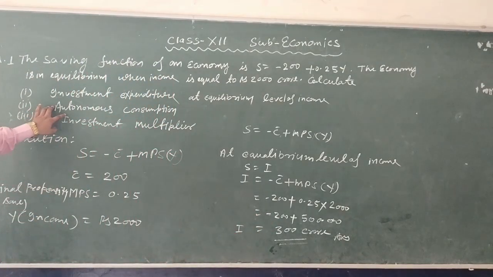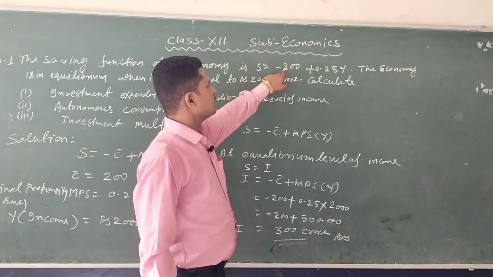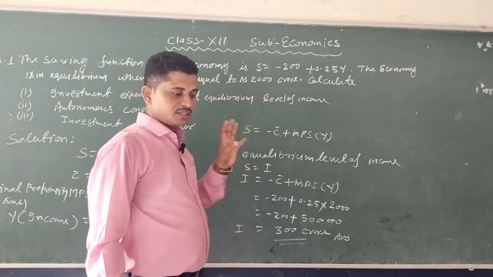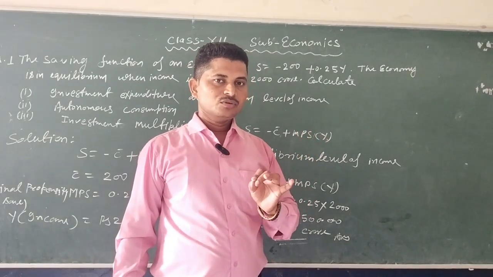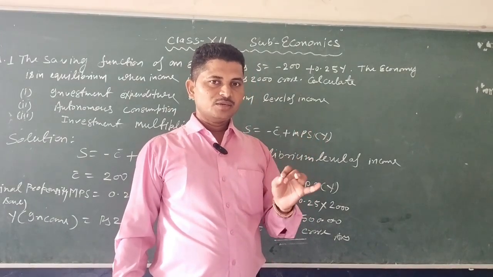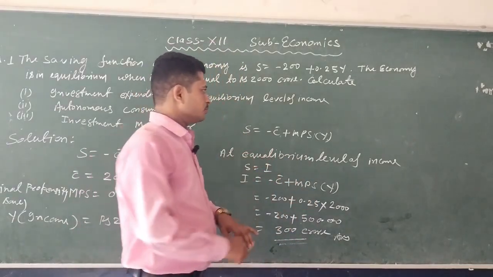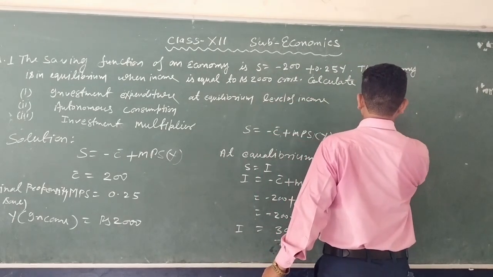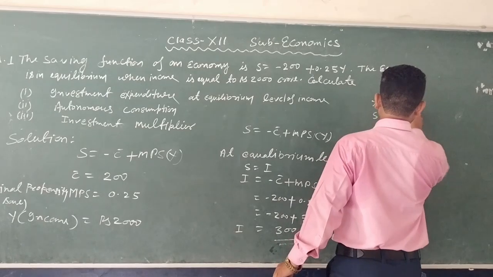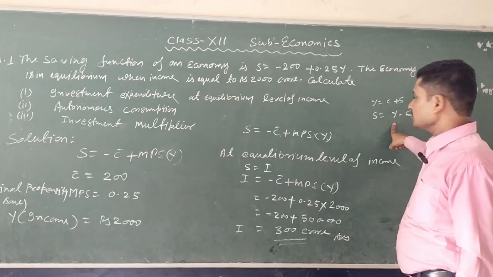Again, we solve autonomous consumption. The value of autonomous consumption is 200 crores, because in saving function this is autonomous consumption. Autonomous consumption is negative in a saving function. Why? When income is 0, there is a minimum level of consumption, which is known as autonomous consumption. It is negative because Y equals C plus S, so saving equals income minus consumption. When consumption is more than income, saving is negative.